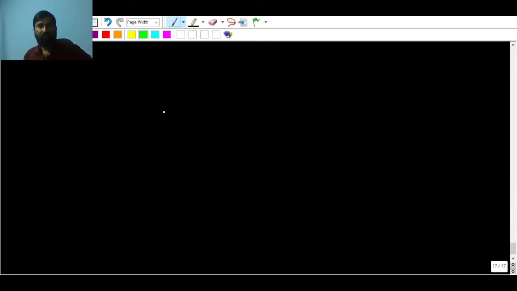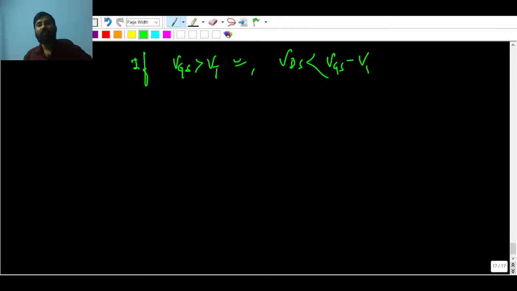So let me write here: if VGS is greater than VT, this is very essential, and VDS is less than VGS minus VT, the MOSFET will be linear.